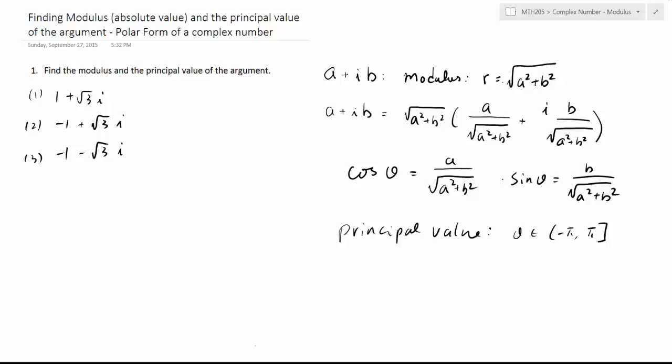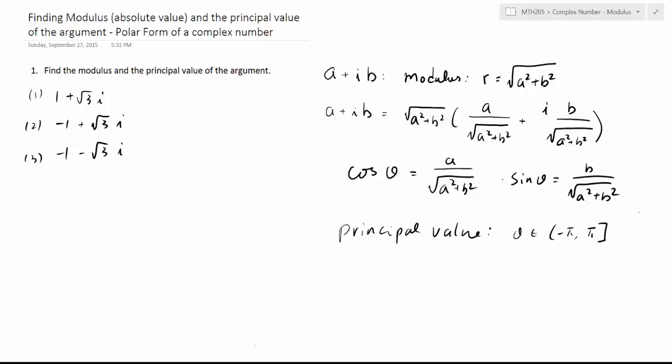squared plus b squared. And we can put any complex number in the so-called polar form, and that's what we have. And we can also find the principal value of the argument. That's the angle theta between negative pi and pi. So let's look at 3 examples over here to see how we can find both the modulus and the principal value of the argument.